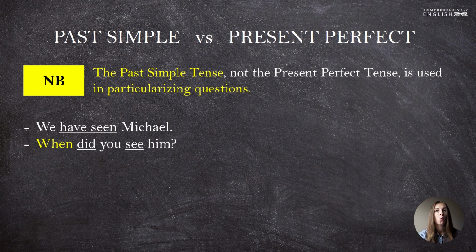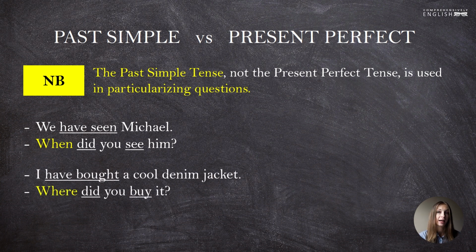And the question, "When did you see him?", though it is asked about the same instance, should go in the past simple tense because it is a particularizing question. It asks about a particular moment of time. So "when" plus present perfect is not possible. "When" should go with past simple. Another dialogue. "I have bought a cool denim jacket." "Where did you buy it?" The particularizing question with "where" should go with past simple tense, not with the present perfect tense.